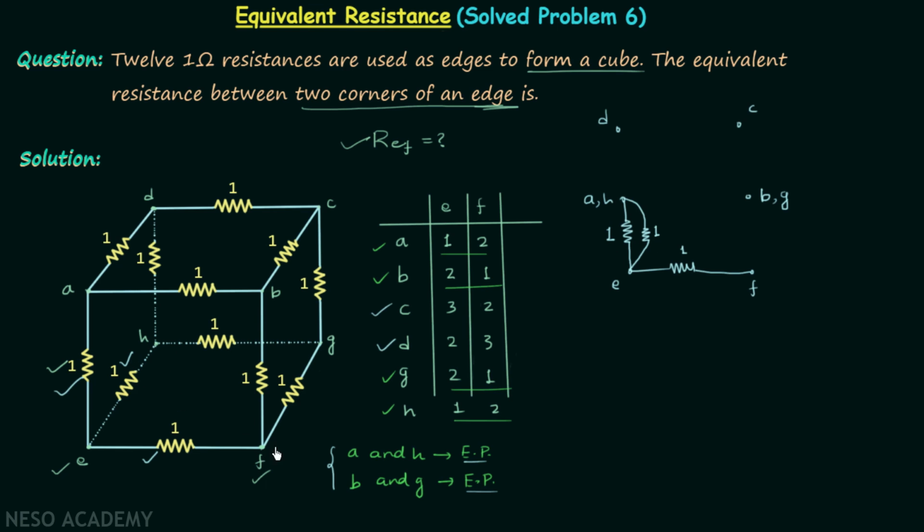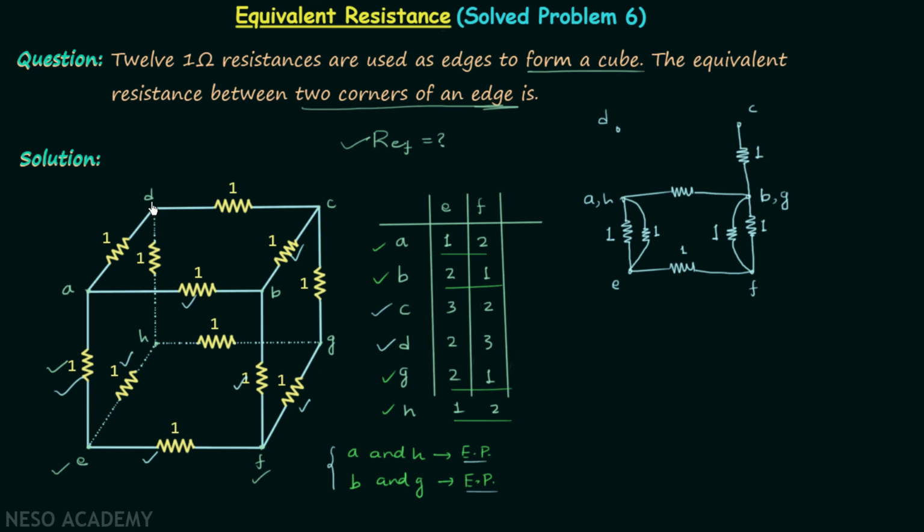Then between F and B we have a 1 ohm resistor. And between F and G we have a 1 ohm resistor. Now between B and C we have a 1 ohm resistor. Between B and A we have a 1 ohm resistor.